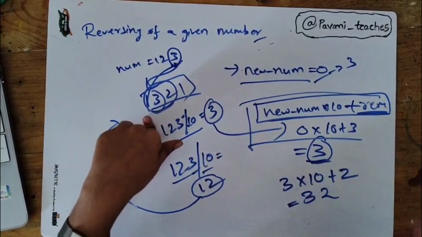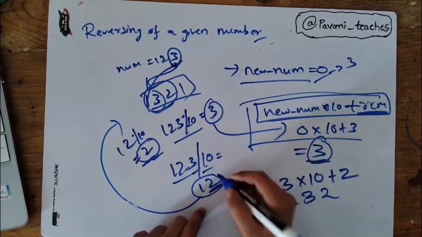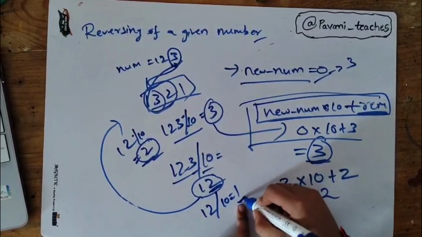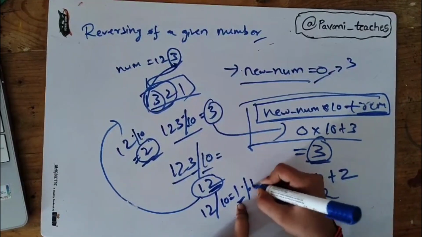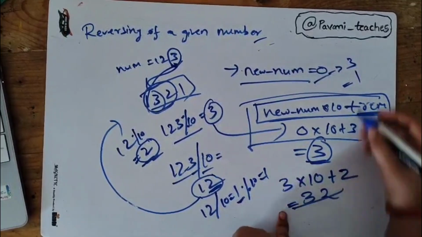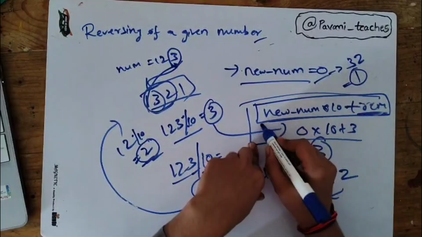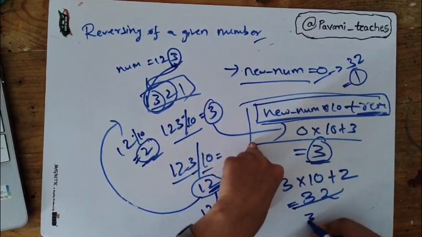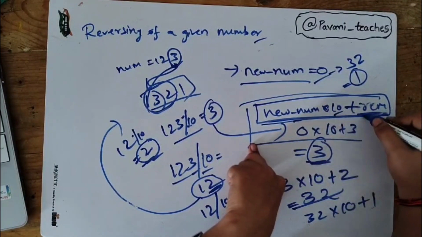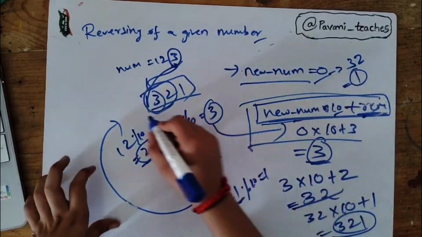I hope you are getting it. Then we have to exclude the 2 from the given number, so we divide 12 by 10 and get 1. Now 1 modulo 10 gives remainder 1. The new number was 32 at the previous iteration. After getting the 1, we perform this again: 32 into 10 plus 1. I hope you got it. New number into 10 plus remainder is equal to 321. We got our required output.